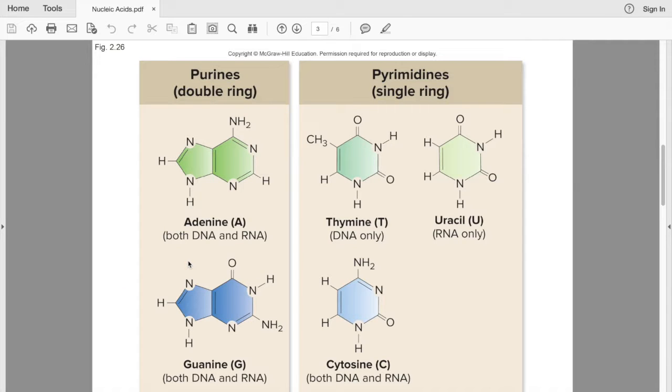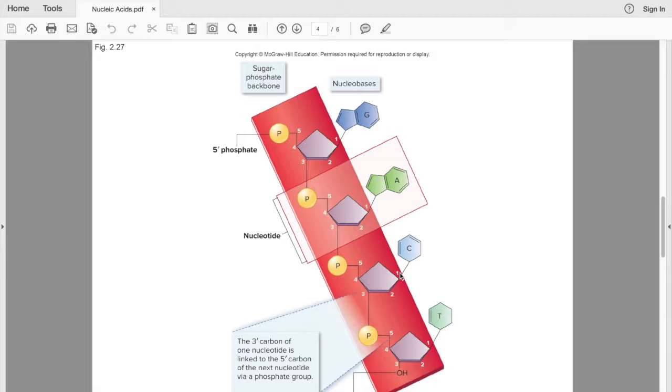We have two different types of nitrogenous bases. We have the purines, which have a double ring, so adenine and guanine, and we have the pyrimidines, which are a single ring, and they are here. You do not need to memorize these structures. Simply know them as A's, T's, C's, and G's, and uracil, so U's. Now, let's look at how we would put this polymer together.